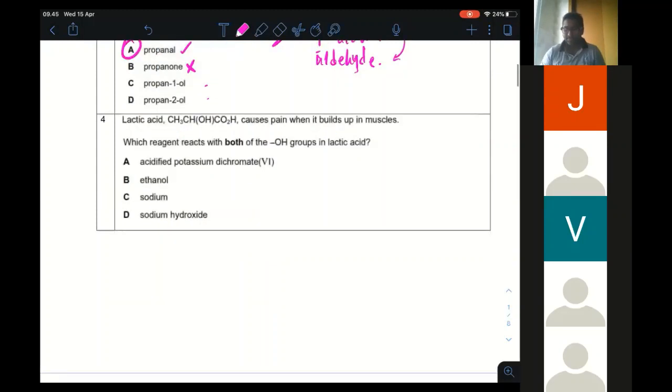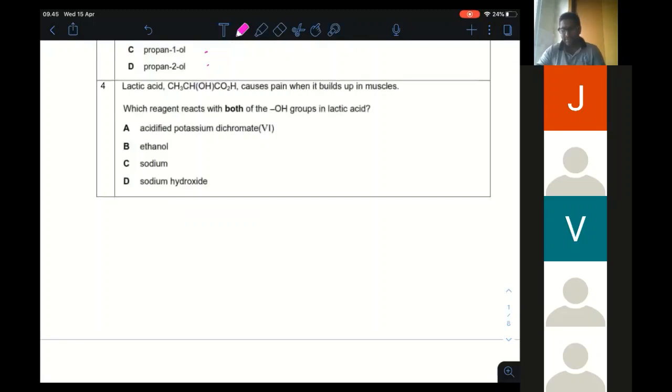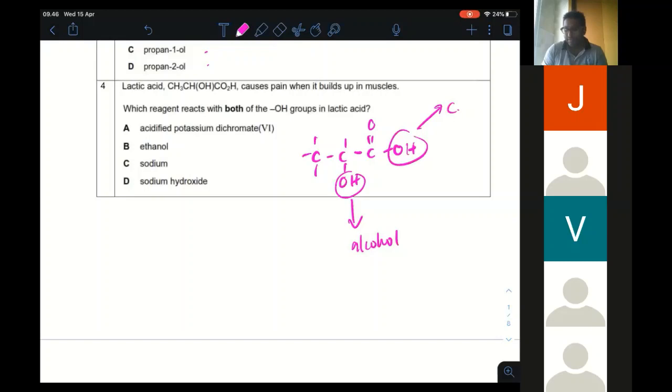Okay, the next question. If you have lactic acid, it causes pain when it is built up in the muscle. Which reagent reacts with both OH groups in lactic acid? So if I write down over here CH3, CH, OH, C double bond O, OH. One OH is going to come from the alcohol group, another OH is coming from the carboxylic acid. So here they are asking which reagent can react with both of the OH groups. It means it can react with both alcohol and carboxylic acid.